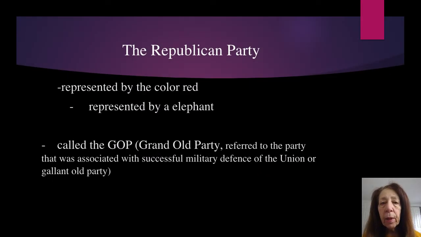Republican Party. This is more of a money party in terms of taking care of business. Big business, business corporation, and Wall Street, which has to do with stocks and bonds and finances. The Republican Party is represented by red. It's also represented by the elephant.